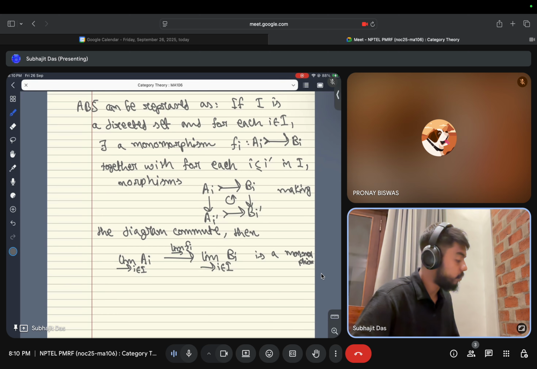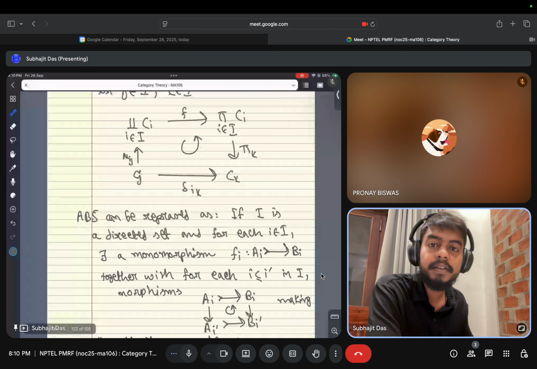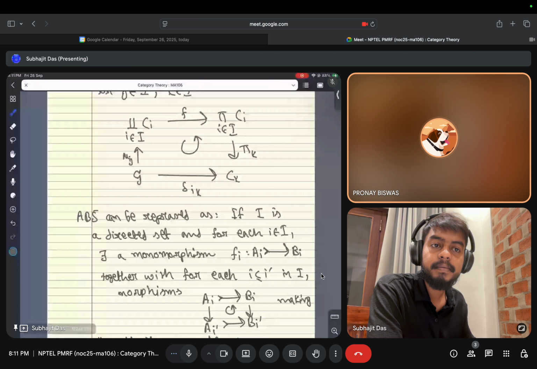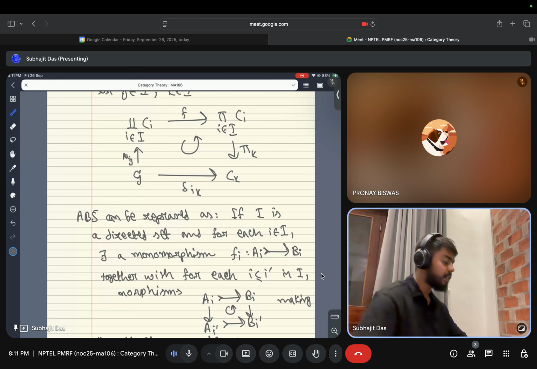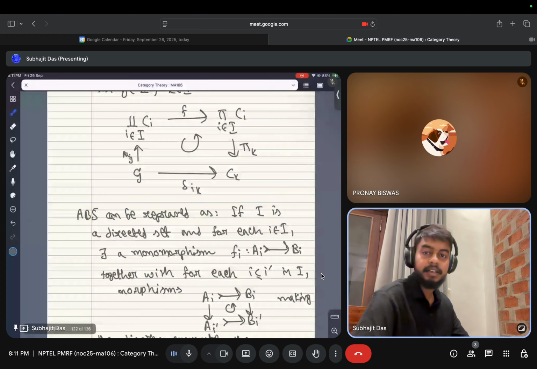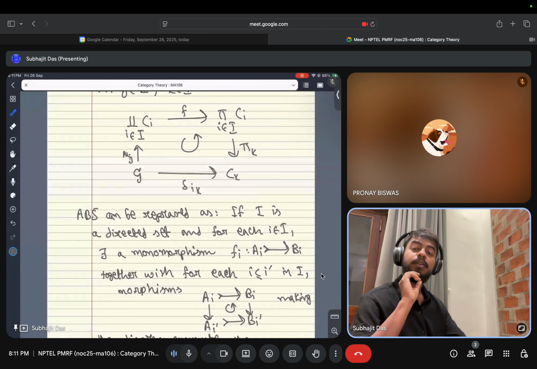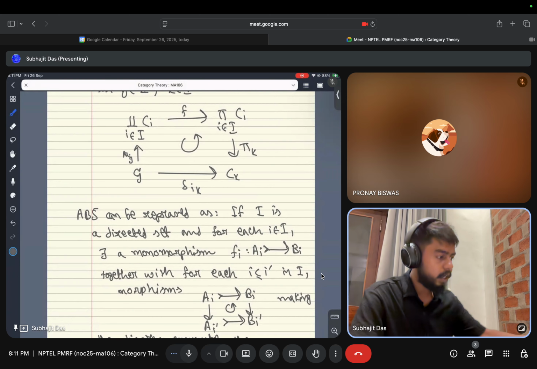Okay, so we are at least one step closer to showing that F is a monomorphism. We have a better condition at hand. So we want to show that F is a monomorphism. Okay, so now, what do we do?